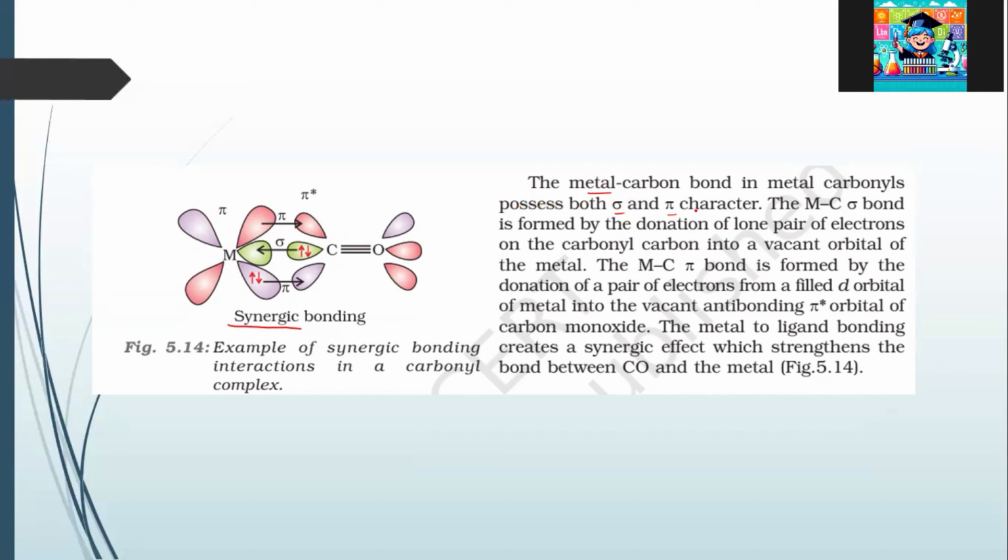Sigma bond is produced when a lone pair of electrons in the carbonyl is donated to the metal's d orbital. We will get the sigma bond. And pi bond is formed when a pair of electrons from the filled d orbitals of the metal is donated into the vacant antibonding orbital of the carbonyl group.